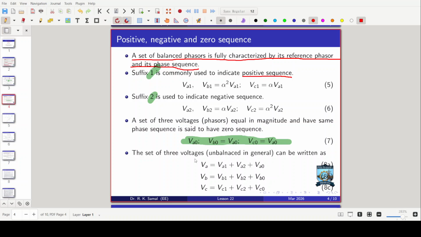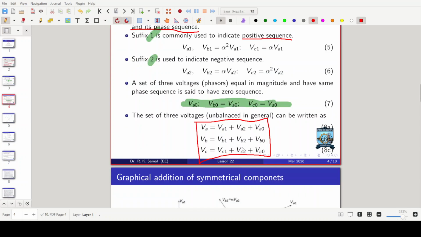A set of three voltages, which are unbalanced in general, can be written in this form in terms of phase sequence. VA is VA1 plus VA2 plus VA0, VB is VB1 plus VB2 plus VB0, VC is VC1 plus VC2 plus VC0. That means any voltage or for that matter any vector can be represented by means of a positive sequence, a negative sequence and a zero sequence.